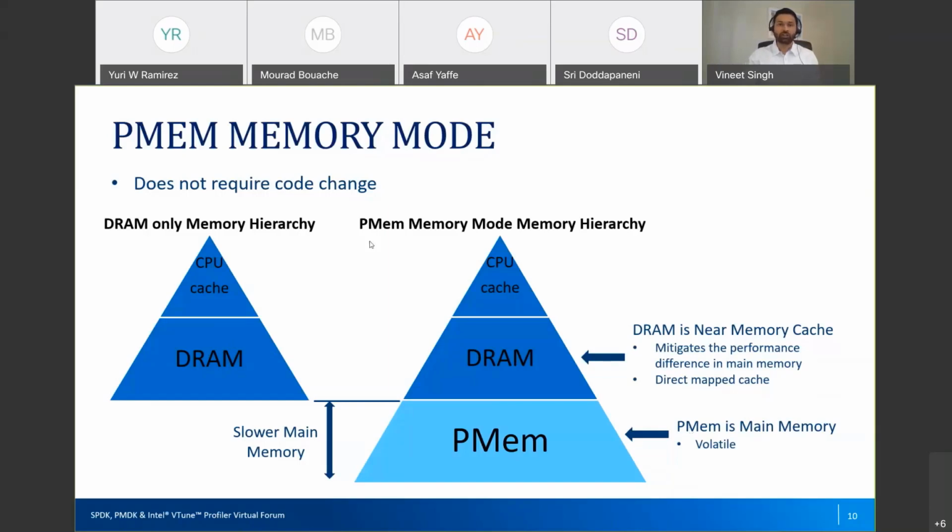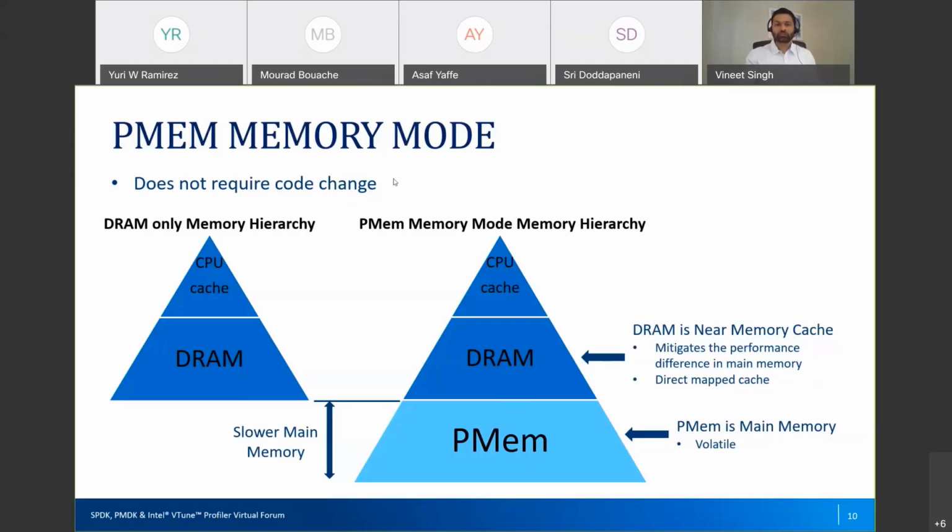And the most important thing here is, for using memory mode, you don't need to change your code. Take your code from a DRAM-only system and run it on a memory mode system. It will run in the same way. The performance difference will depend on your application characteristics.